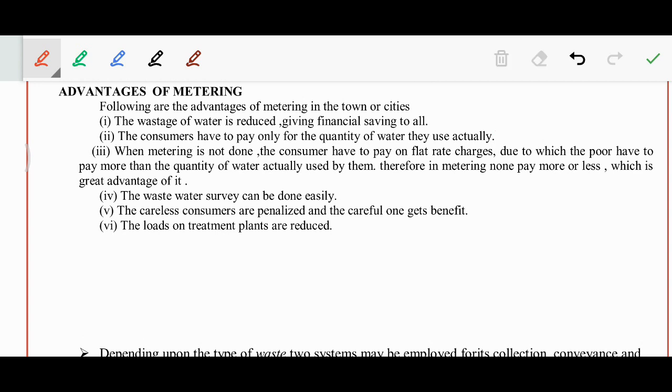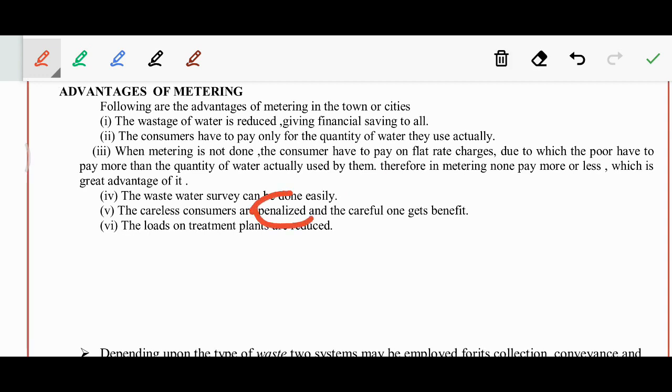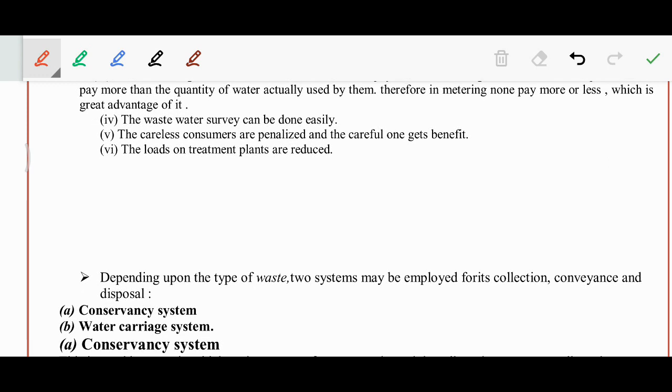Okay, the wastewater survey can be done easily. The careless customers are penalized, and the careful ones benefit, right? The careless will get punishment or penalty, the careful will get benefit. The loads of wastewater treatment are reduced. The organic loading or waste loading will be reduced if you use water properly.